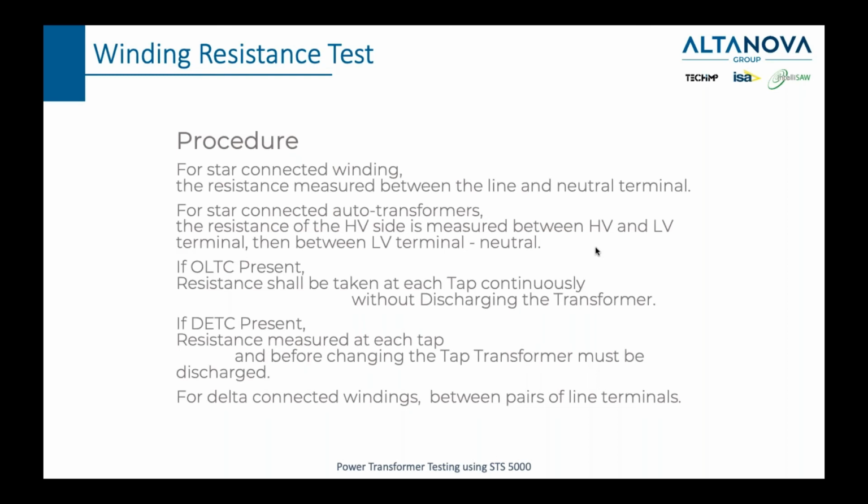And if we have a de-energized tap changer or DETC, resistance is also measured at each tap, and before changing the tap the transformer must be discharged. That's the difference between on-load and de-energized. For delta-connected windings, of course, we measure between pairs of line terminals. So we measure AB, BC, and CA. So this is what would be the starting rules.